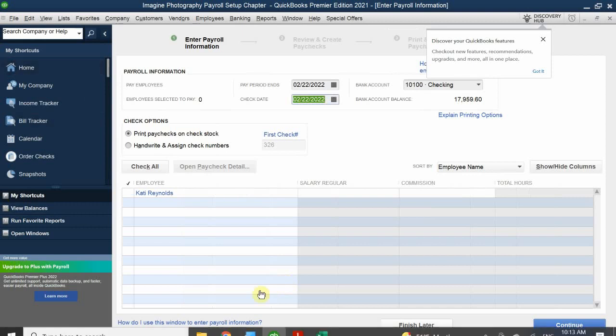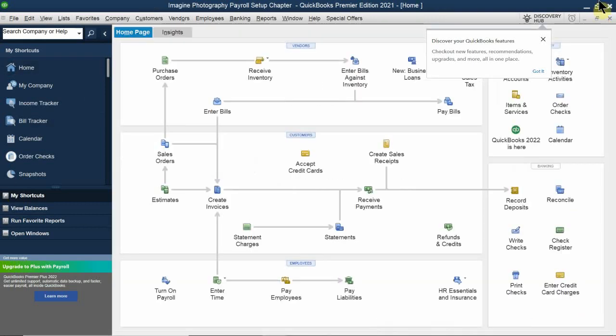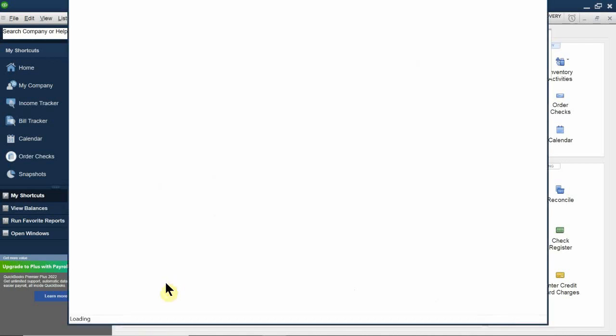But in this case, I have my manual payroll active already. Usually what happens is that if for any reason you click on here and it tells you that you have to subscribe to payroll services, you do have the option. If you click on turn on payroll services, it will give you those 3 options that you could choose.